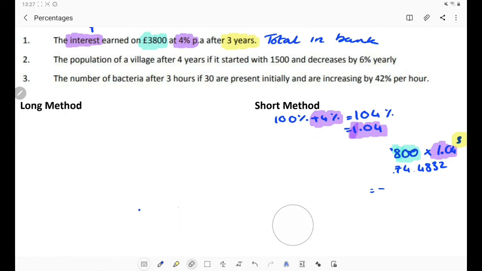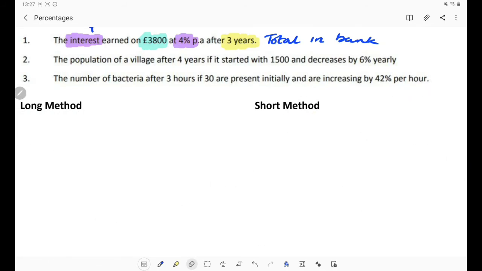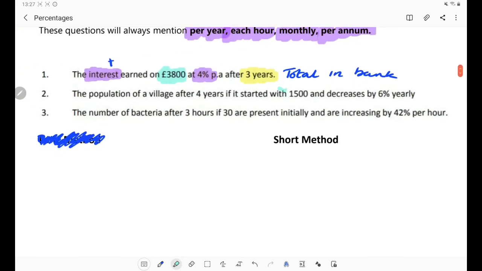And I am not going to do the long method for these questions. If you chose to do the long method, it does not really matter because you should be getting the same answers. So long as you didn't round early and you left the horrible decimals, your answers will be identical. So let's look at the information we've been given. We've been given the starting population. We've been given that we decrease by 6%, and we've been given the number of years.